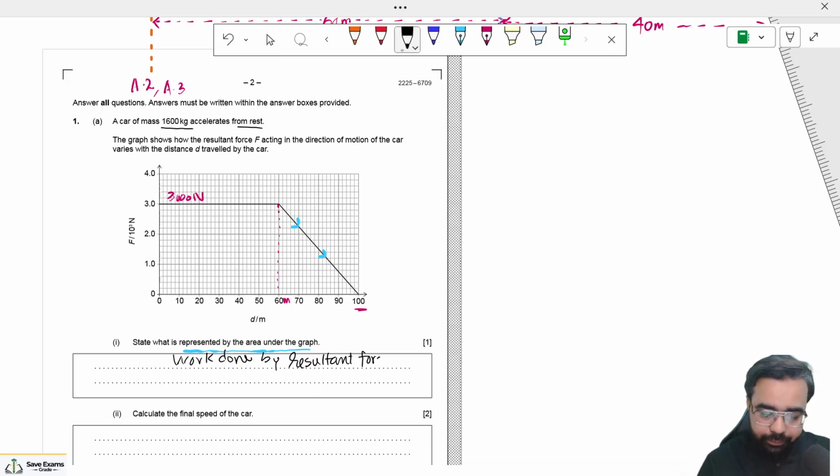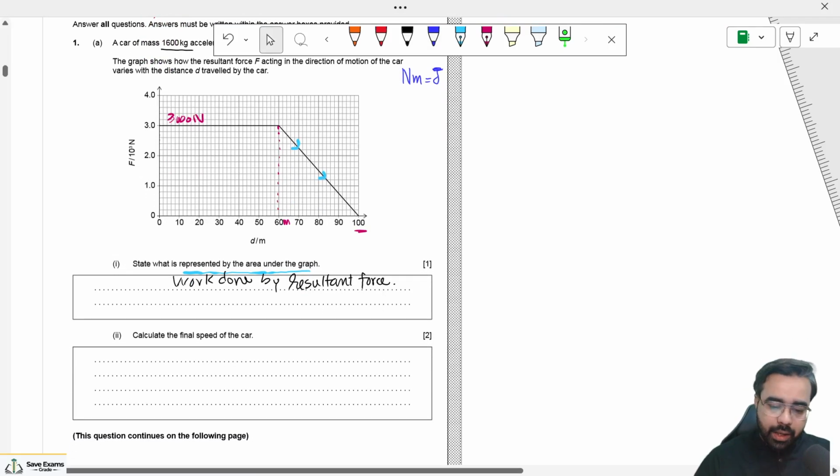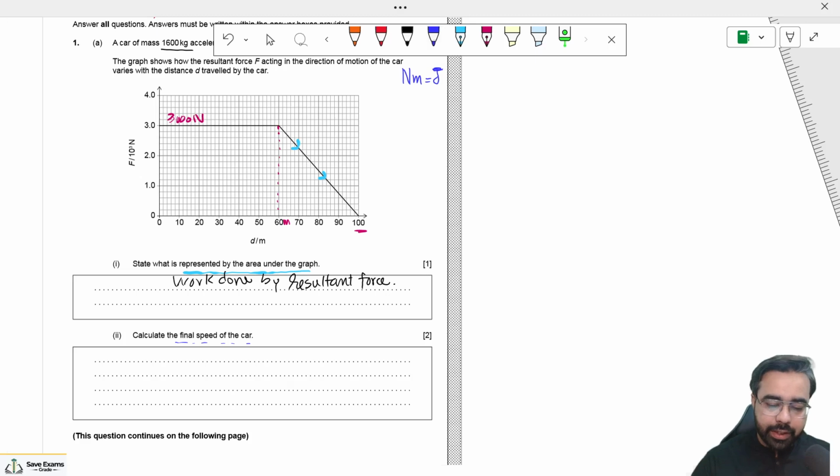And you can also get an idea, because if I find the area, we see that this is the area under the rectangle. So I have to ultimately multiply the two quantities. One unit is Newton, another unit is meter. So Newton meter is equal to joule, and joule is a unit of work done. So this is the answer of the first question. Now let's move on to the second question: find the final speed of the car.